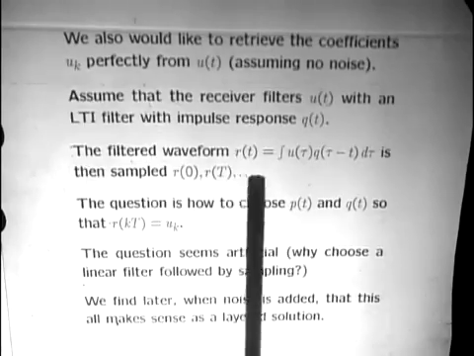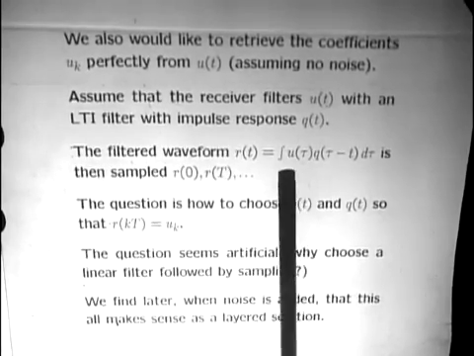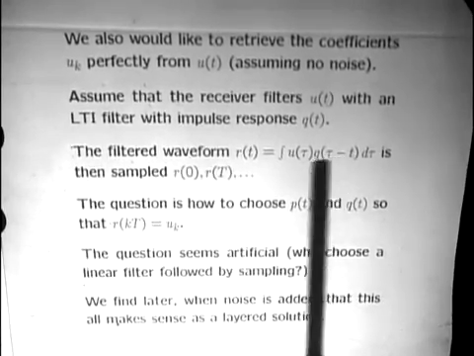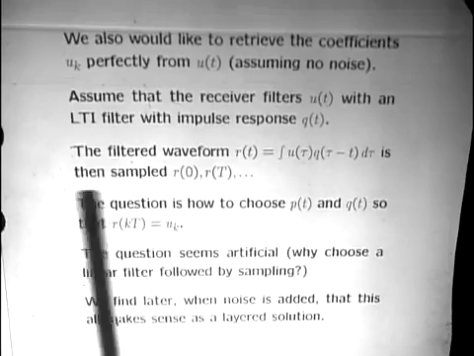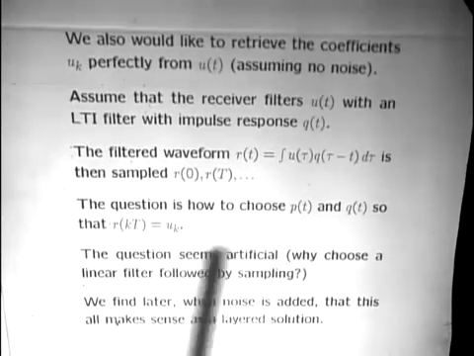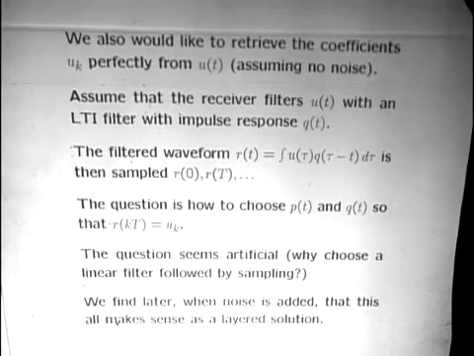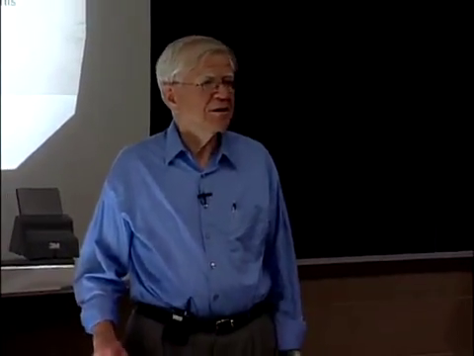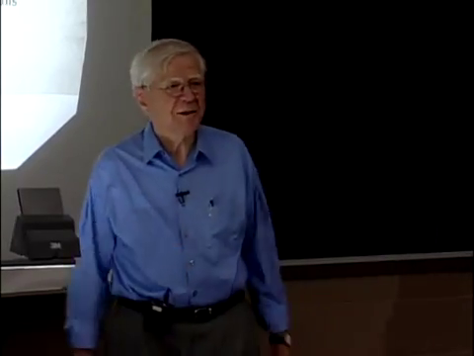So the filtered waveform then, r of t, will be the integral of what was transmitted convolved with q of t. So this is what you receive. And then what we're going to do is we're going to sample this waveform. Okay, so Nyquist said, let's restrict ourselves to looking at receivers which first filter by some filter we're going to decide on, and then sample. Why do you want to do that? Well, an interesting question. But Nyquist says that's what we're going to do. And since Nyquist was famous, that's what we're going to do.